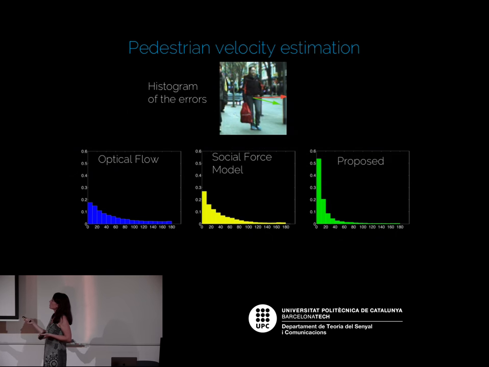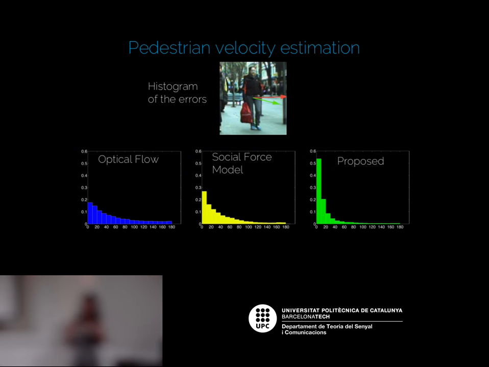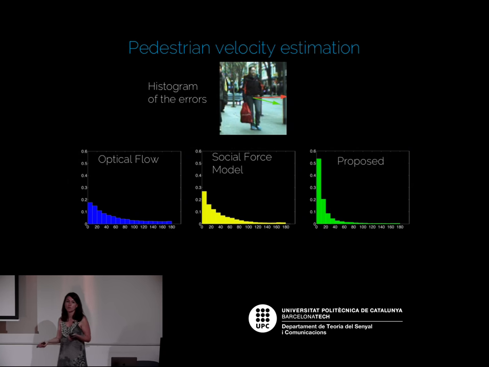If you actually use the social force model, which is this physics-based motion model where you design every bit of force that happens between pedestrians, and between pedestrians and objects, we see that prediction is a bit better. And if we use this method, prediction is quite good, with most errors being between 0 and 20 degrees. Which means that with this method, we have quite a good prediction of where the pedestrian will go in the next frame.